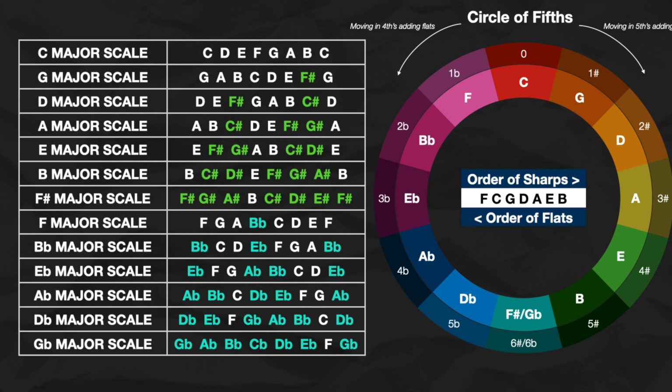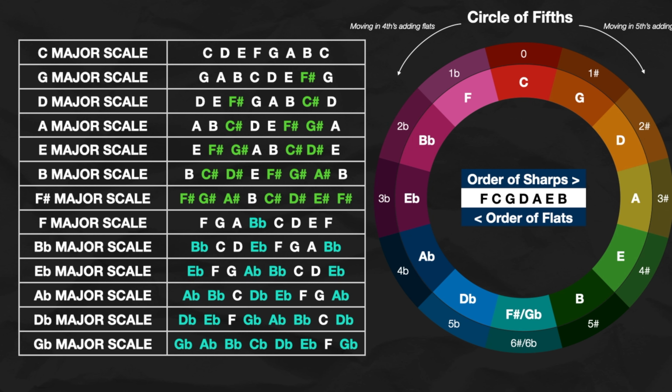But as you can see, the key of D has 2 sharps in it. It has an F sharp and a C sharp. If you look at our order of sharps, the first 2 sharps are F and C. So if I were to play that D major scale, we can see that the chart is accurate as well as our circle of fifths.